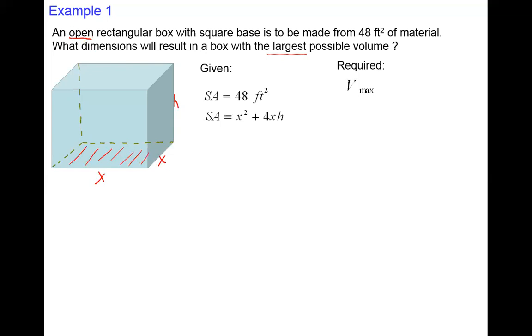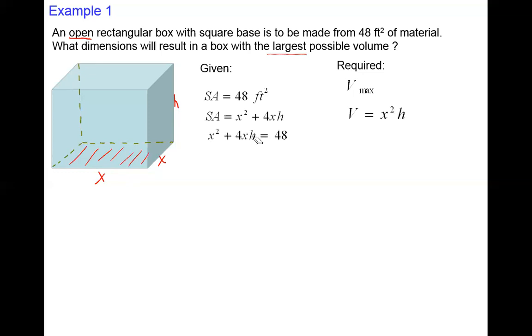Required information is the maximum volume. Of course, we also know the formula for the volume, length times width times height, x times x times h, x squared times h. And as we just saw in the guidelines, we have to find the function in terms of one variable. That means the given information will help me get the relation between h and x, and I will rewrite h in terms of x and substitute into the volume.